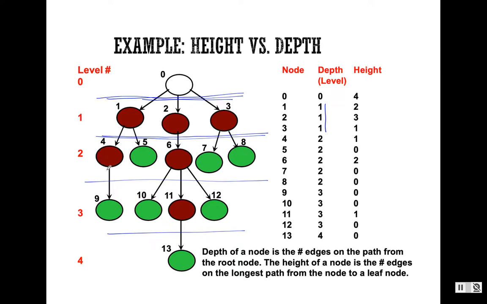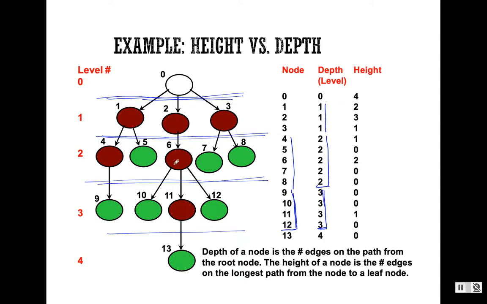They are the children of 1, 2, 3, so they are in level 2. All of them, 4, 5, 6, 7 and 8, have depth 2. Then in the third level we have 9, 10, 11 and 12. They are the children of them, and all of 9, 10, 11 and 12 have depth 3.